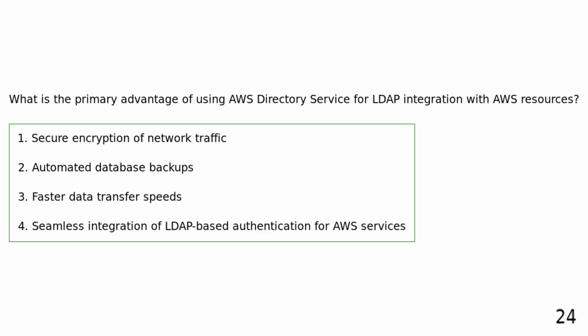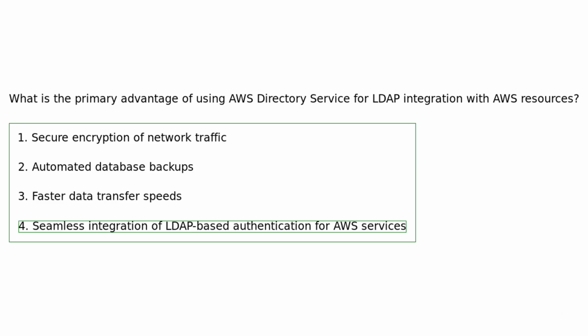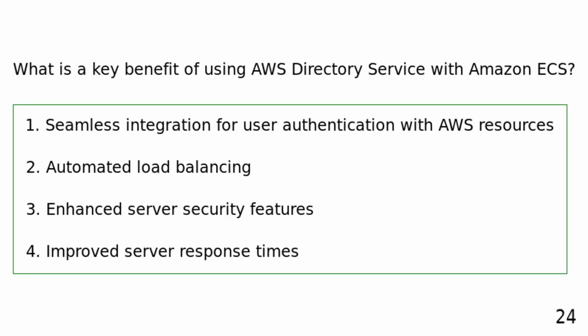What is the primary advantage of using AWS Directory Service for LDAP integration with AWS resources? Secure encryption of network traffic. Automated database backups. Faster data transfer speeds. Seamless integration of LDAP-based authentication for AWS services. AWS Directory Service enables seamless integration of LDAP-based authentication for AWS services, simplifying access control mechanisms for various resources and ensuring secure authentication flows.